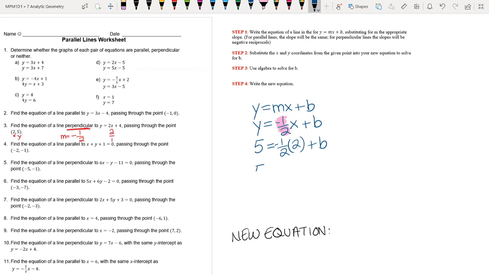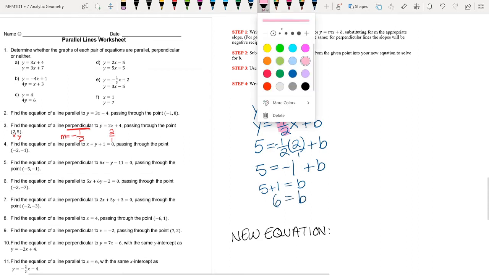And now I get 5 is equal to negative 2 over 2, because I did negative 1 times 2, 2 times 1. Negative 1 times 2 gives me negative 2, 2 times 1 gives me 2, plus b. Now, I could simplify negative 2 over 2, because that is simply equal to negative 1. So I have now 5 equals negative 1 plus b. I'm trying to get b by itself, so I'm going to add 1 to both sides. 6 is equal to b.